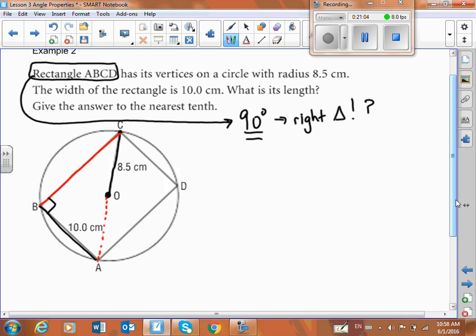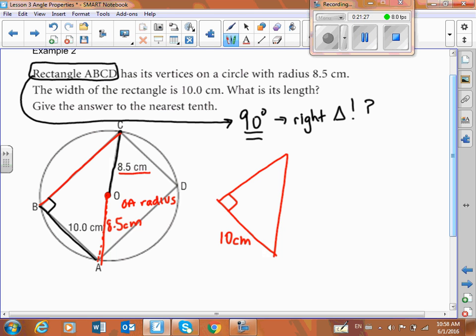What did I call O to A? O to A is also a radius. I already know what the radius is, it's 8.5. So I have another 8.5 centimeters from O to A. Okay? Pulling out my triangle, I have a right angle triangle. I know this is 10 centimeters. I know this is 8.5 and 8.5, that would be 17 centimeters. Now I just need to find that missing side length.